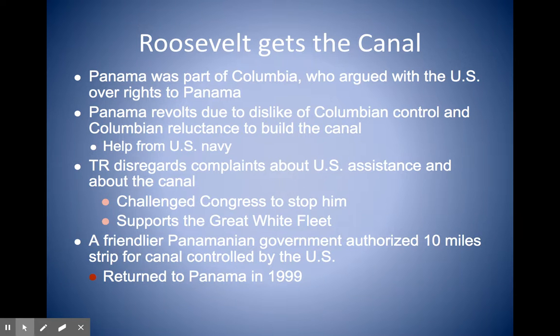And in doing so, right, with the U.S. gunships in Panama, Colombia finally says, you know what? Peace out. You can have it. And so you have this Panamanian government that is put in place by the United States. So it's very friendly to the United States. The U.S. has control over the strip that the canal was in, at least until 1999 when the U.S. gave it back.